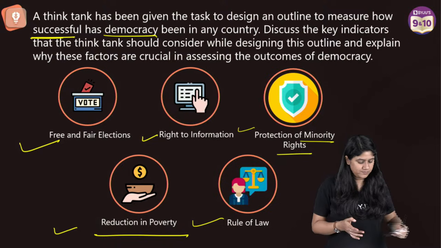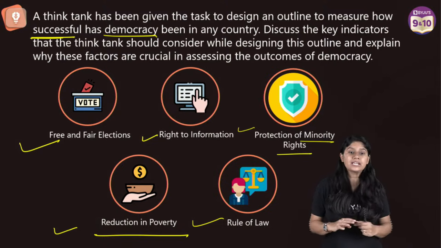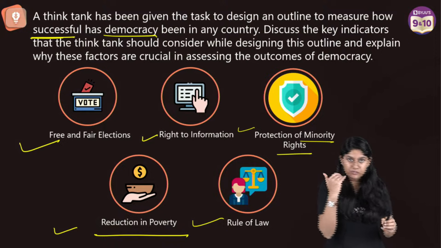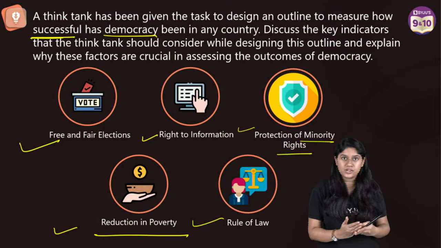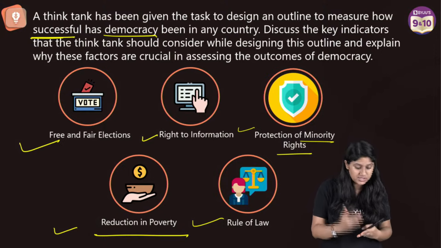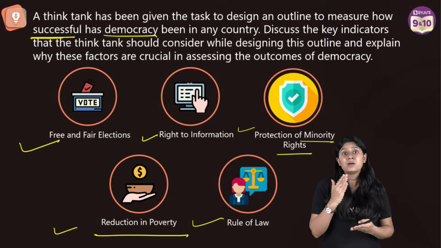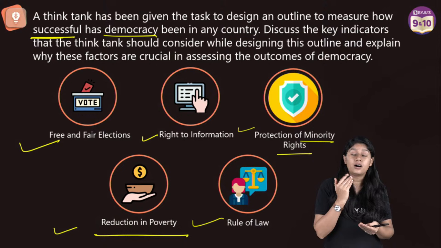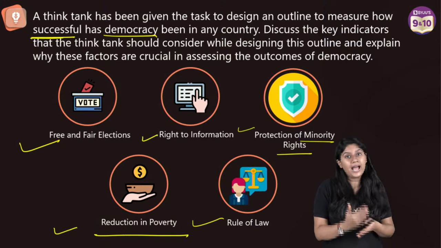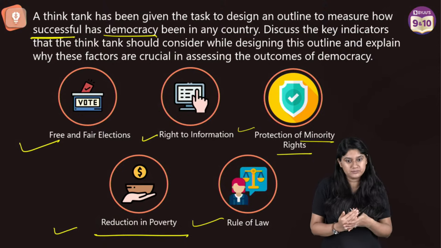Awesome. Thank you, everyone. So, are we clear? First, of course, if we have to check a country, we should see free and fair elections happening. In a country, there should be the right to information, protection of minority rights, rules and regulations should be followed, and we should see the reduction in poverty.